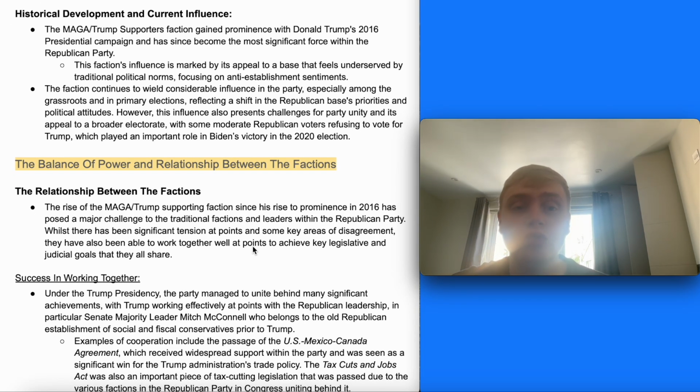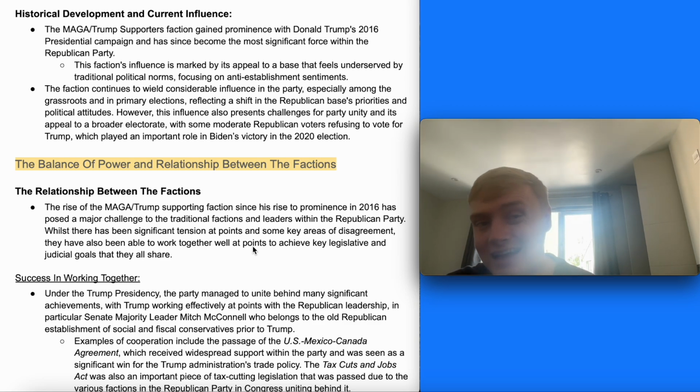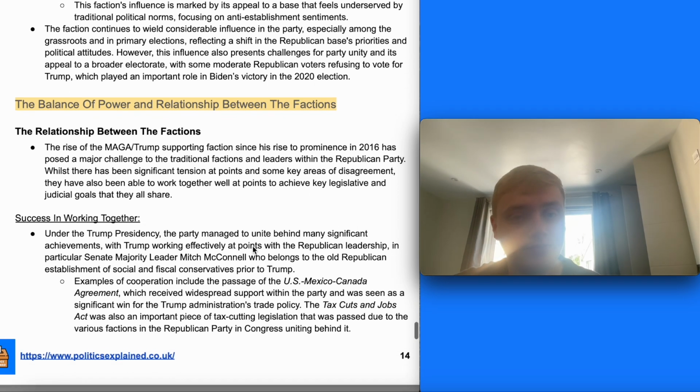However, this influence also presents challenges for party unity and its appeal to a broad electorate, with some moderate Republican voters refusing to vote for Trump, which played an important role in Biden's victory in the 2020 election, even if there weren't that many of them. Important in allowing Biden to just win.